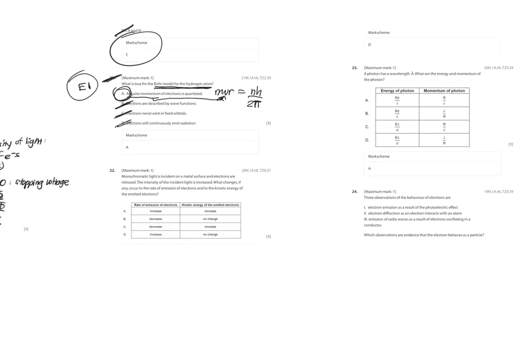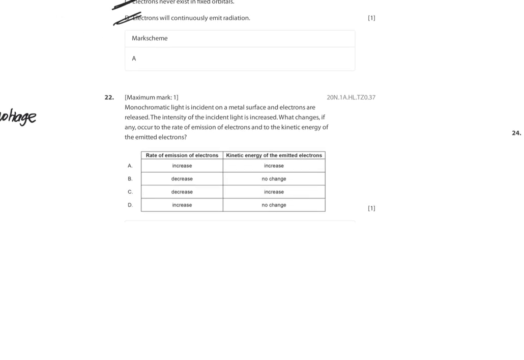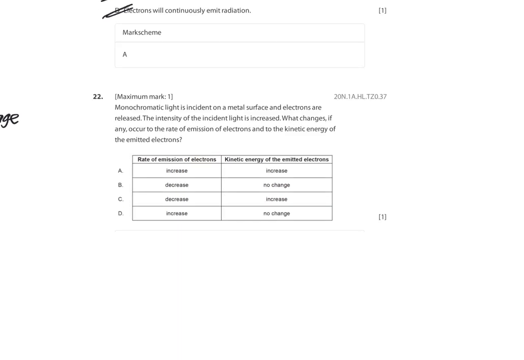I'm going to let it sit because I think it's the only one that is not E2 in this set, except for number, what was it, 12 or something? That was a double. Anyway, 22. So 22 says light is incident on a metal surface, electrons are released, the intensity is increased, not the frequency, but the intensity. So if you have more intensity, the rate of emission of electrons is going to increase. More photons means more electrons. So the rate of emission goes up.